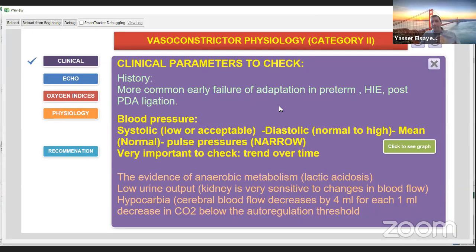Or we may expect, even in term infants, failure of adaptation with HIE, hypoxic ischemic encephalopathy. Or after PDA ligation, because after PDA ligation, the resistance suddenly increases and the heart is not really prepared enough to adapt to that sudden increase in resistance and the significant decrease in volume after ligation of the duct, and the decrease in the preload, which already was high before PDA ligation.